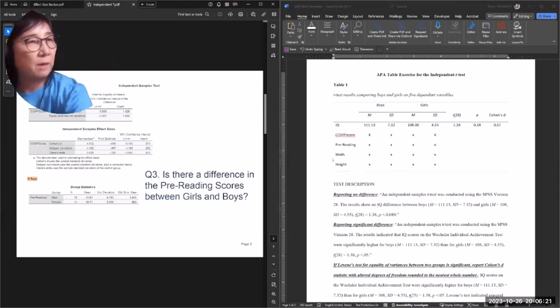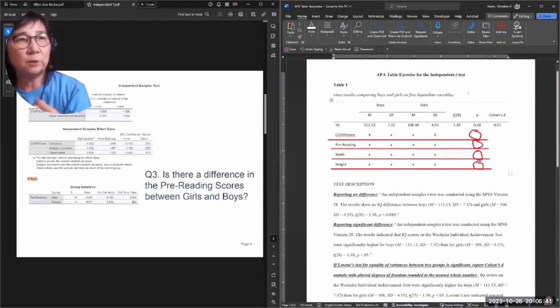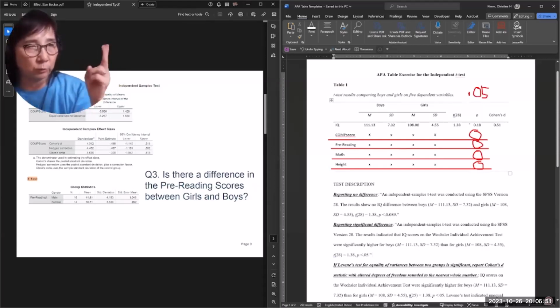4th one is the mass score and then also height. I want you to put all those 4 variables. Okay. You will read the p-value that's supposed to be less than 0.05. That's the only time you can say there is a significant difference between 2 groups.